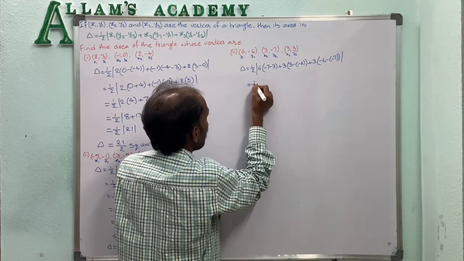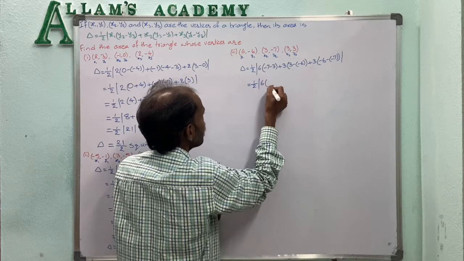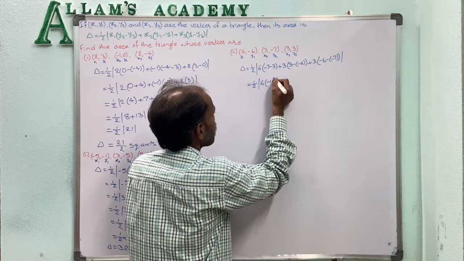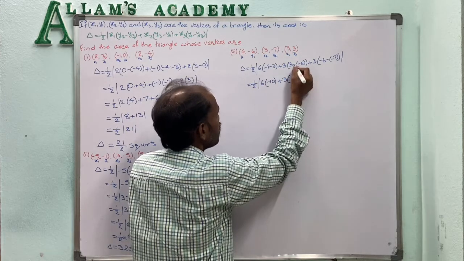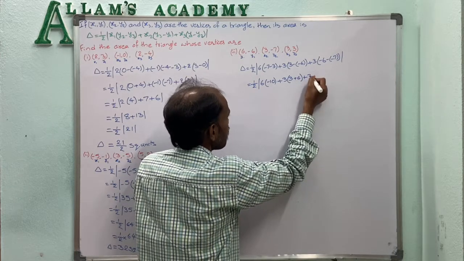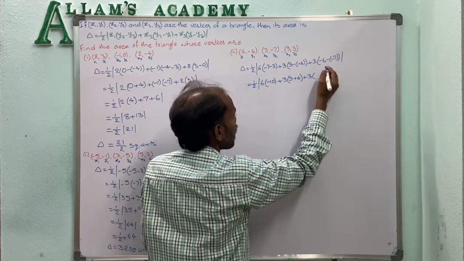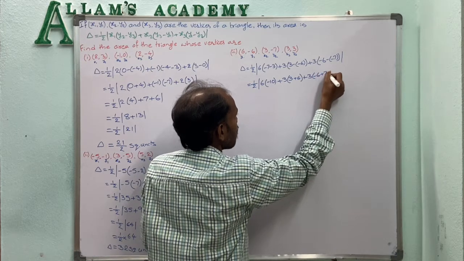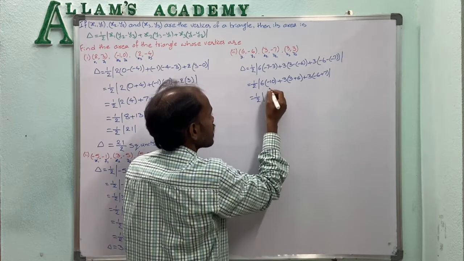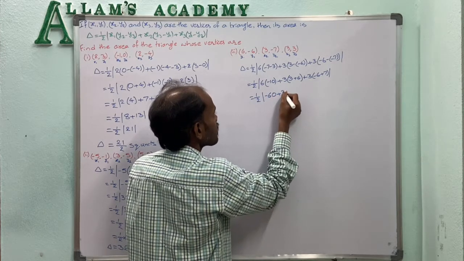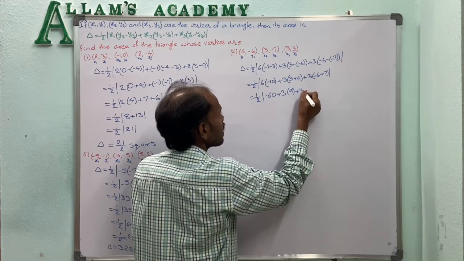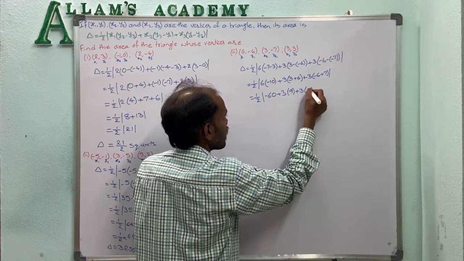That is equal to half mod 6 into (minus 7 minus 3), which is minus 10, plus 3 into (3 minus of minus 6), which is plus 6, so 3 plus 6 is 9, plus 3 into (minus 6 minus of minus 7), which is plus 7 minus 6, that is 1. So 6 into minus 10 is equal to minus 60, plus 3 into 9, plus 3 into 1.